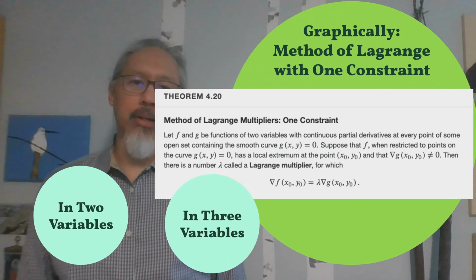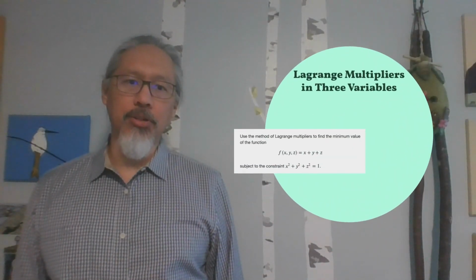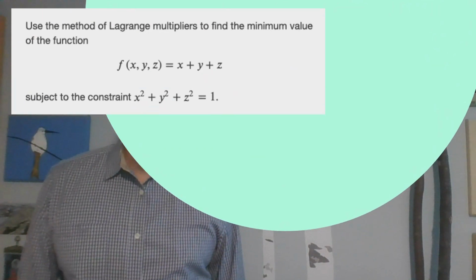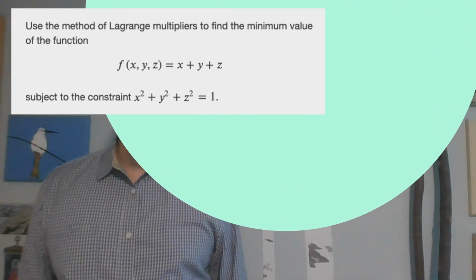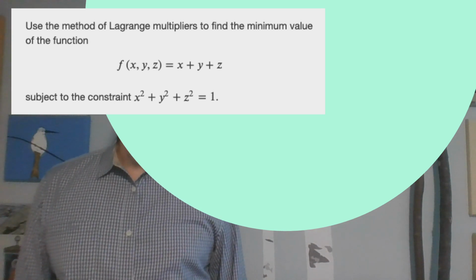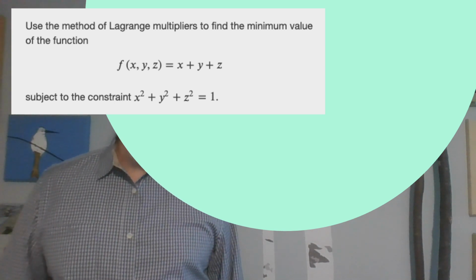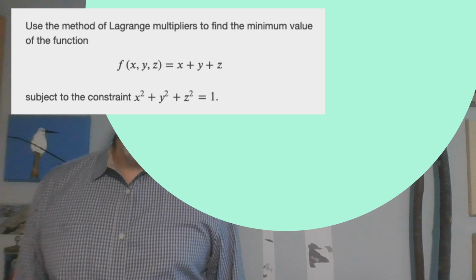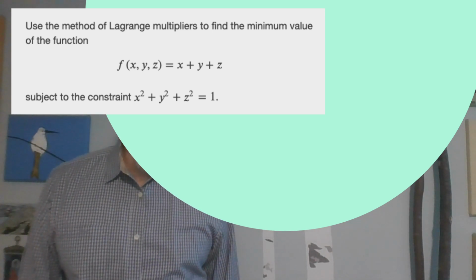We can also take a look at this in three dimensions, or with three variables. If we have a function of three variables, f of x, y, z, that we're trying to maximize, your output is the value that we're trying to maximize. And then we have a constraint. Our constraint is a relationship between x, y, and z.